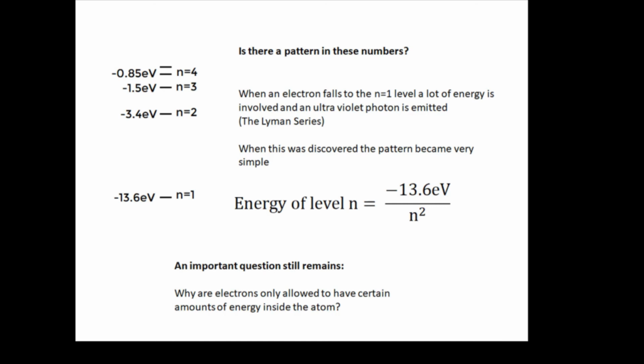There's still an important question that we will answer in the next video. Why are the electrons only allowed to have certain amounts of energy inside the atom? I mean, a planet in orbit around the sun can be at any radius from the sun. Why is an electron only allowed to have a certain radius? Why can't it have any amount of energy?